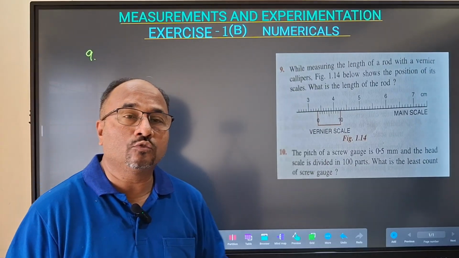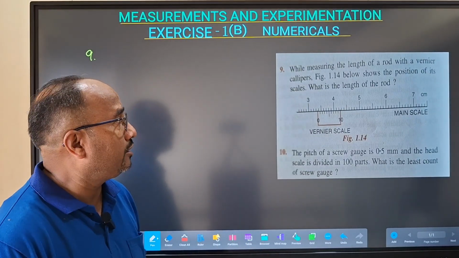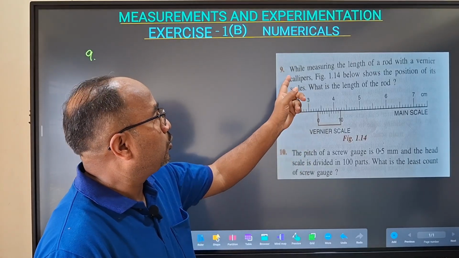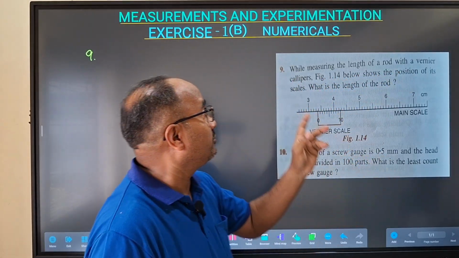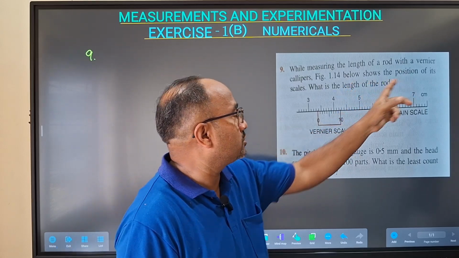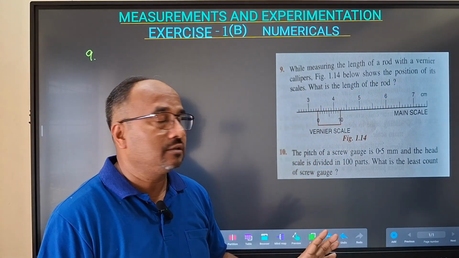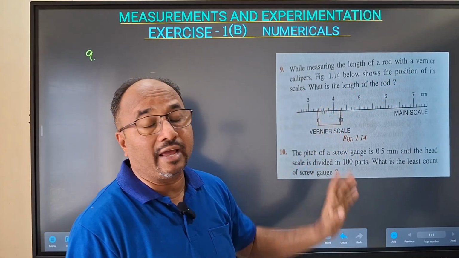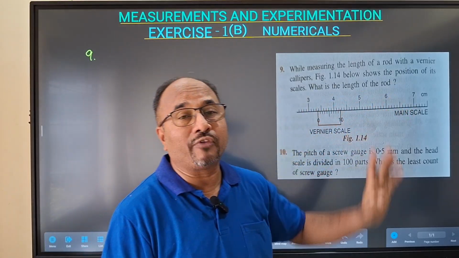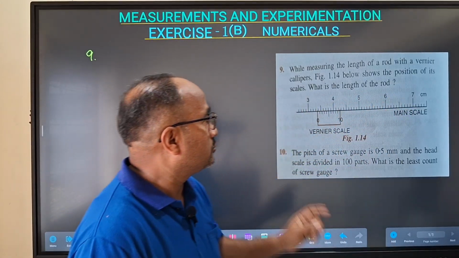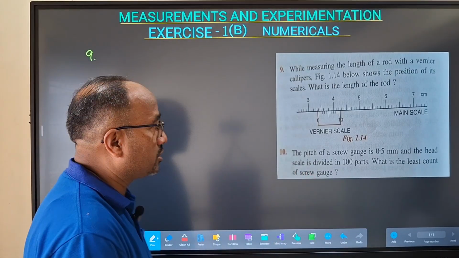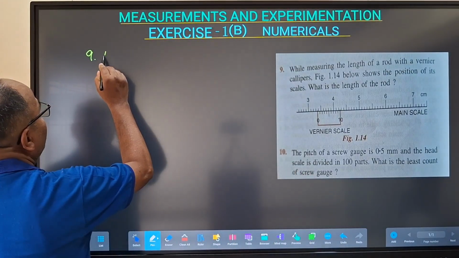So now we move on to question number 9, which is again a diagram based numerical. So take a look. While measuring the length of a rod with a vernier caliper, figure 1.14 below shows the position of its scales, meaning how the vernier and the main scale are at this position. We are asked to find the length of the rod. So first of all, our task is to find the least count. We need to know the least count. So we go with the same formula.